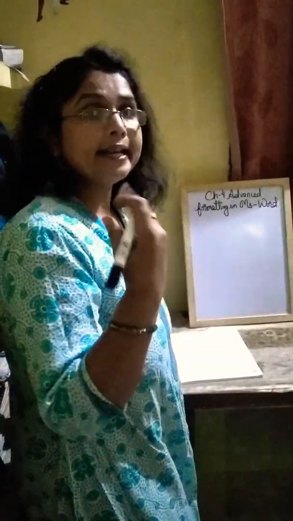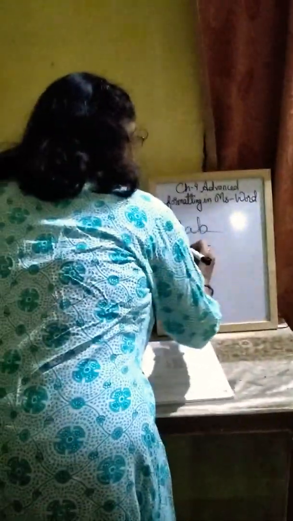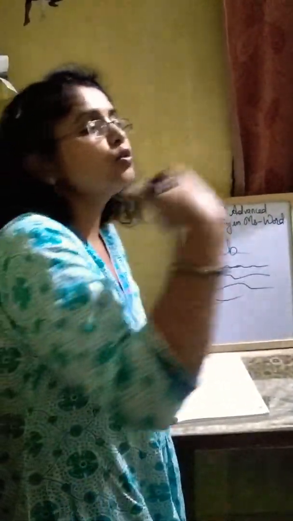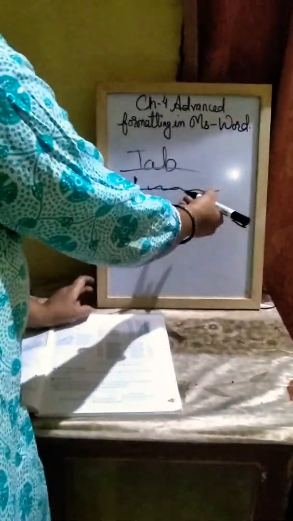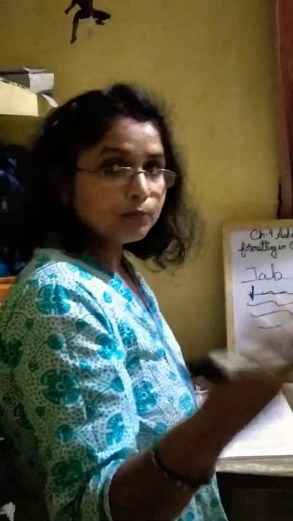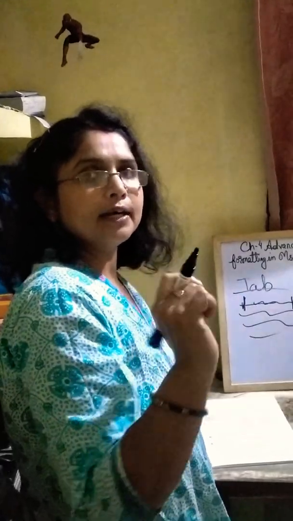Okay children, now move to the next topic, that is tab. What is tab? Like you have written some text like this, and if you want to go somewhere forward in the text, like you are here and you want to go further, like here, how will you jump there? With the help of the tab key.